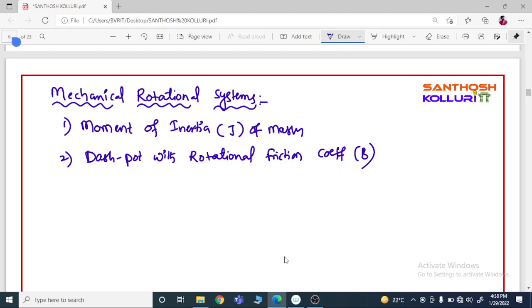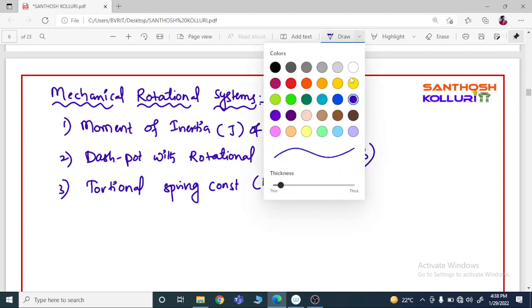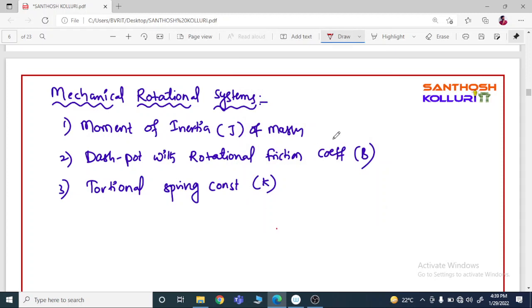Same symbol I am using, B. The third one is torsional spring constant K. As we discussed in the previous mechanical translational systems, here moment of inertia of the masses is represented with capital J, dashpot with rotational friction coefficient B, and torsional spring constant K.